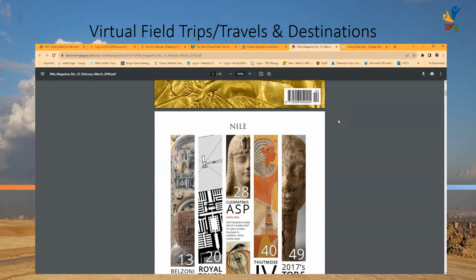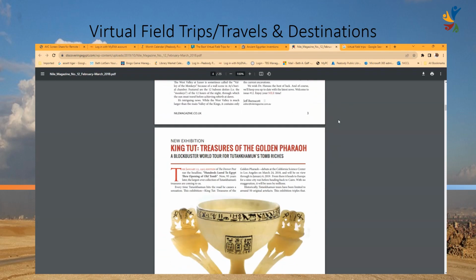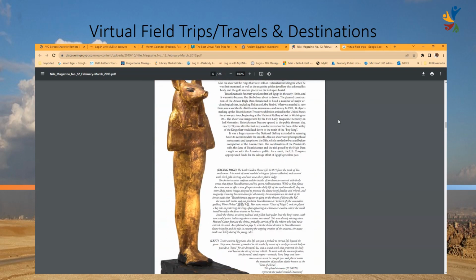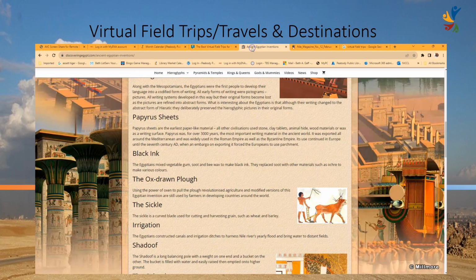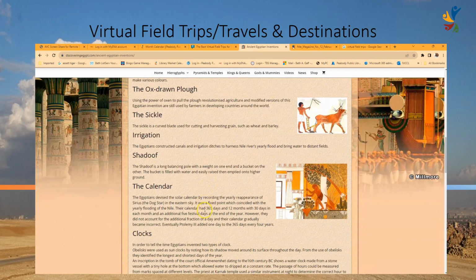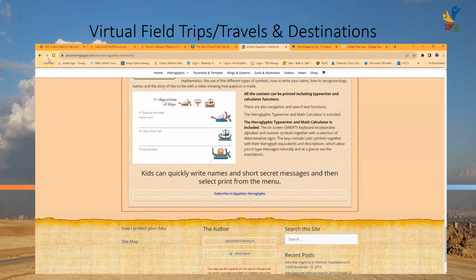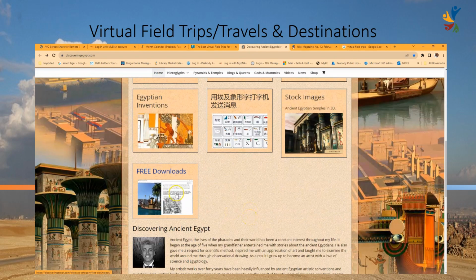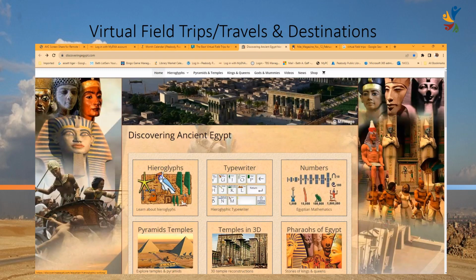Okay, so here's our Nile magazine. King Tut's treasures. I will include this link as well, so you can look at the magazine they have. They invented the calendar, clocks. So this tells you about all the different kinds of inventions from the Egyptians that we have. And the discovery.